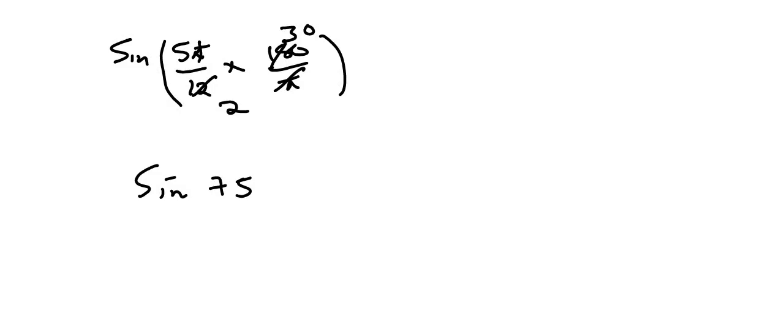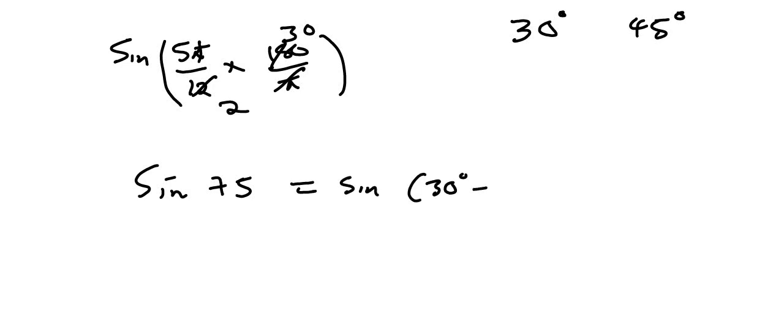75 is already in the first quadrant, so there's nothing we can really do to simplify. The only thing you can do, though you need another rule for this, is that 75 is a combination of two special angles, which are 30 and 45. So this can be written as sine of 30, the smaller one first, plus 45.